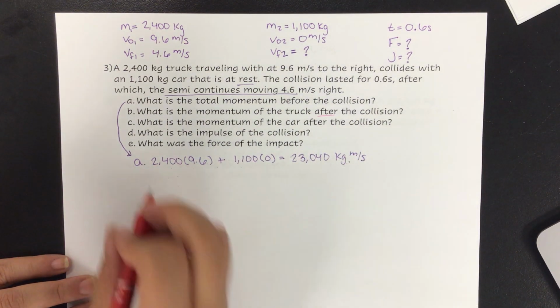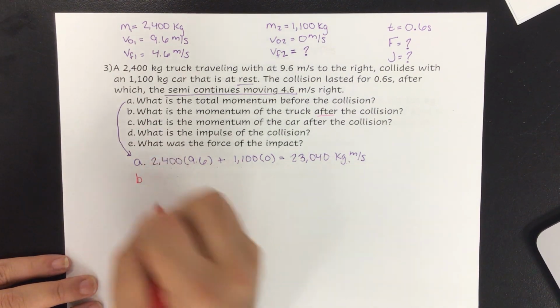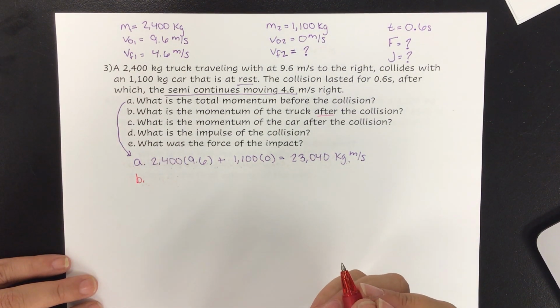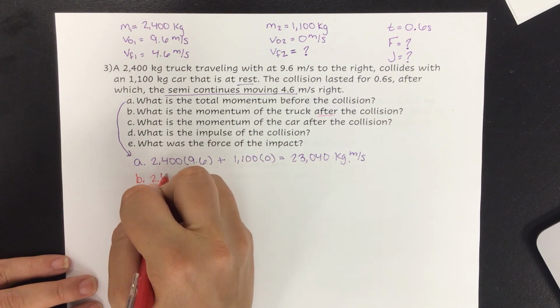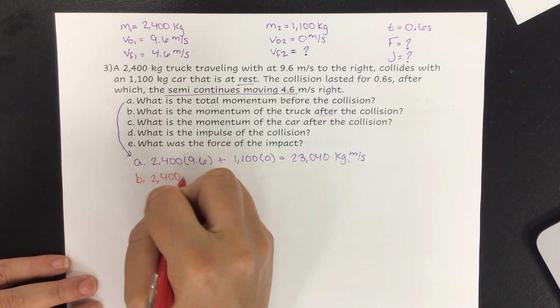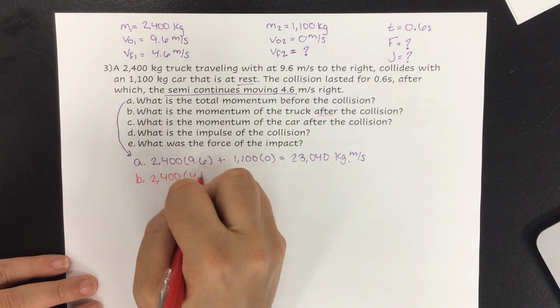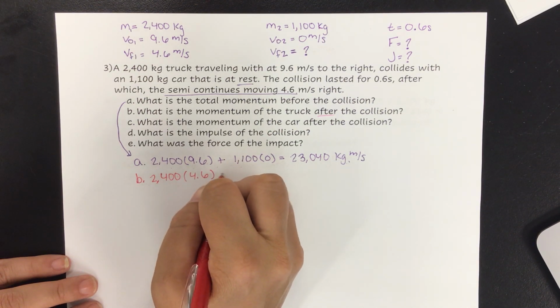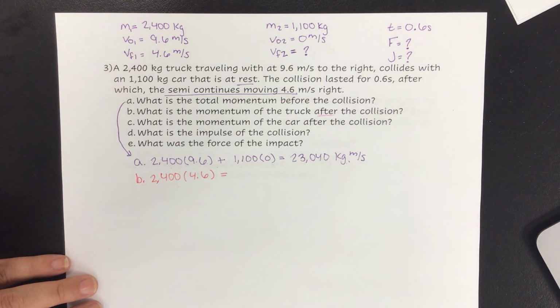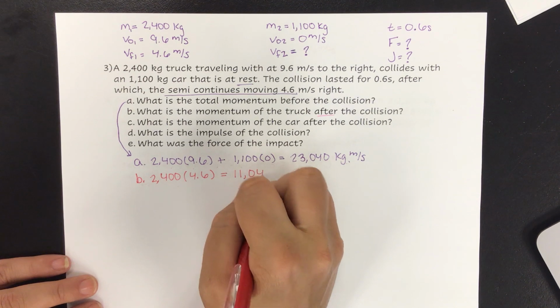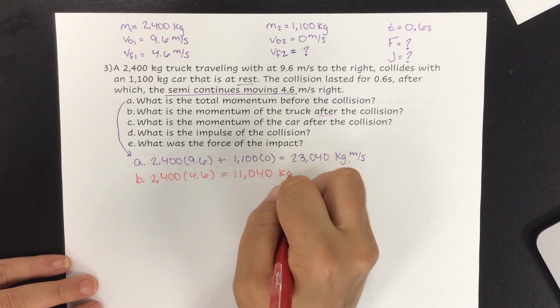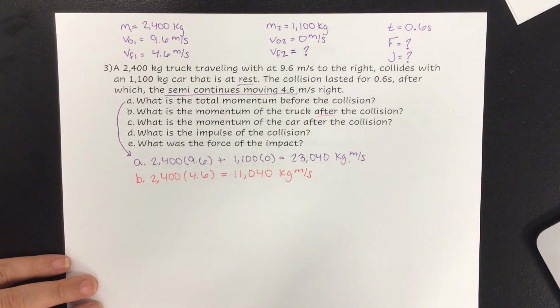Now for part B, it asks for the momentum after the collision. So I'm gonna take the truck mass, 2400. At the end of the collision, it's going 4.6 meters per second. So 2400 times 4.6, and we get 11,040 kilograms meter per second.